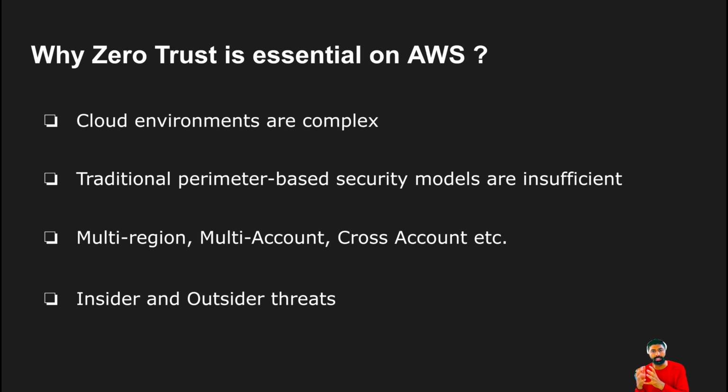Also, these days, the threat landscape is always evolving and threats can occur from insiders within your organization and outsiders which are external to your organization. So if you implement Zero Trust on AWS, it provides robust protection from insider as well as outsider threats.